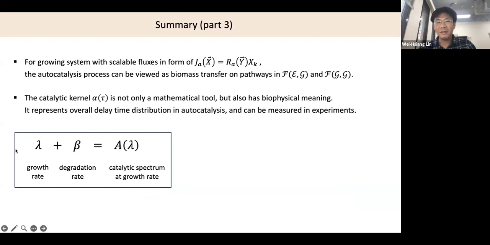I believe this has some meaning in biology, that when the cell tries to autocatalyze itself, it has a spectrum of exponential catalysis and delay. And when it goes to the long term, this spectrum will need to be equal to the growth rate and the degradation rate, or dilution rate when we talk about microbiology. And I think this has some implication in the future.